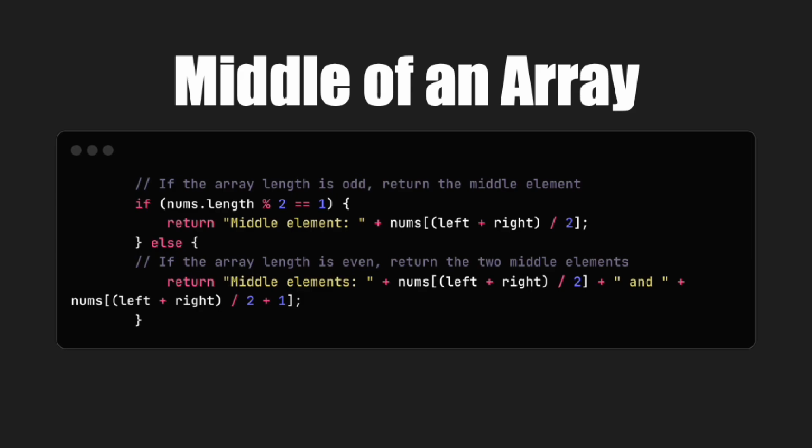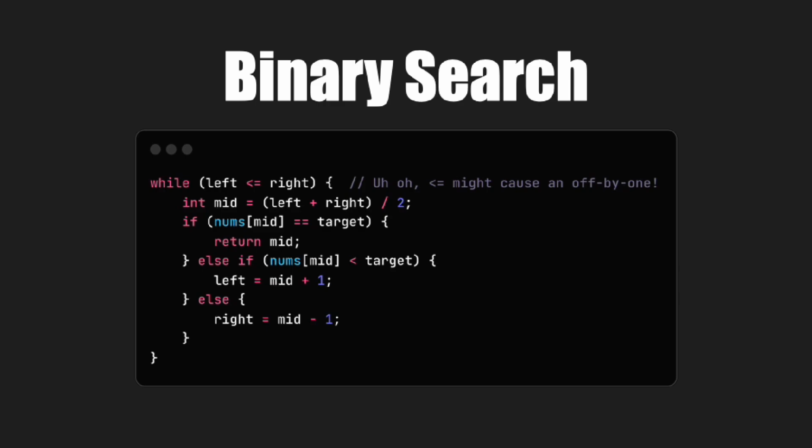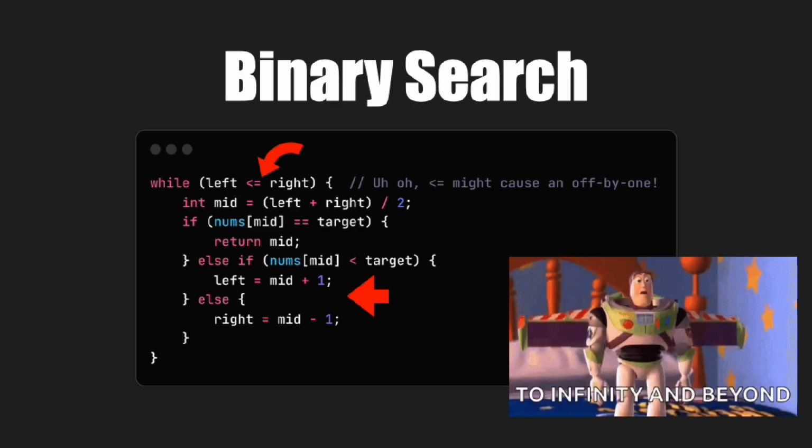Next, let's talk about a classic algorithm, binary search. It's also notorious for off-by-one errors. Why? It's all about how you handle your loop boundaries. Take a close look at this code. The condition left less than or equal to right can sometimes cause the loop to run one iteration too many, especially if mid isn't adjusted properly. This can lead to incorrect results or even infinite loops.